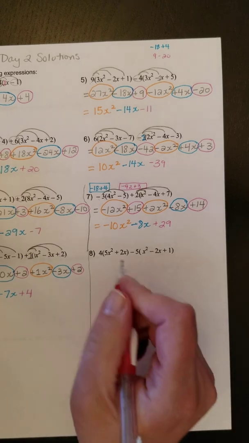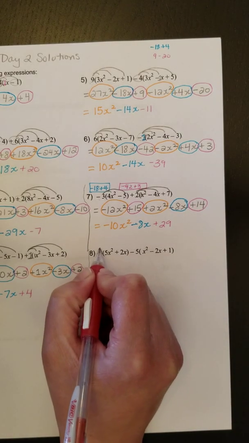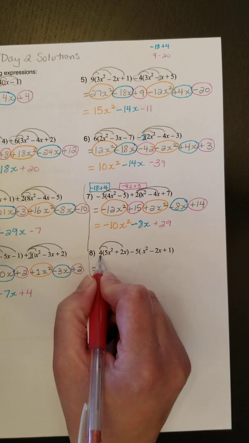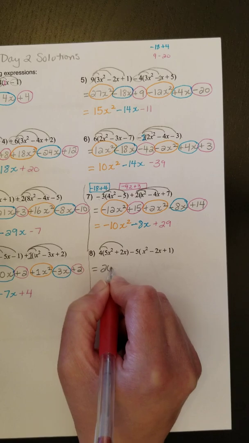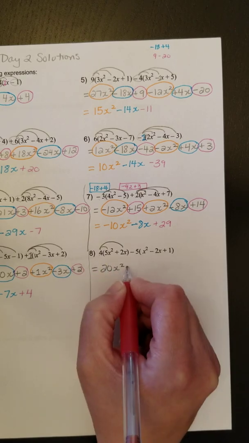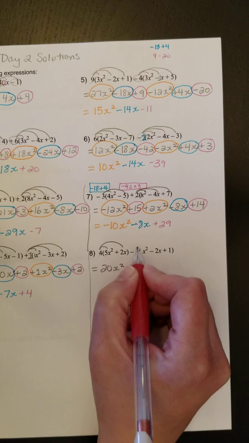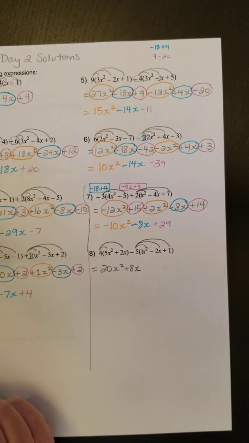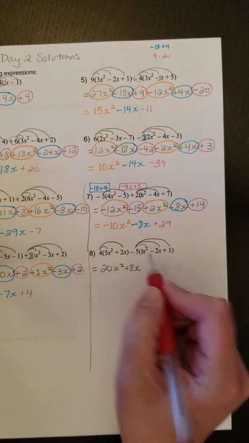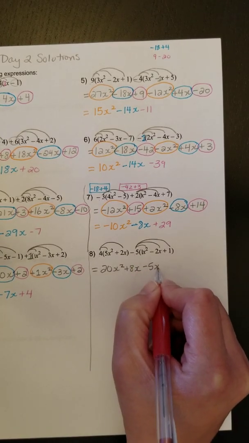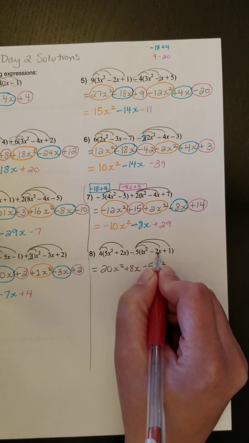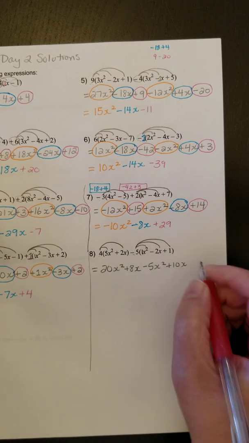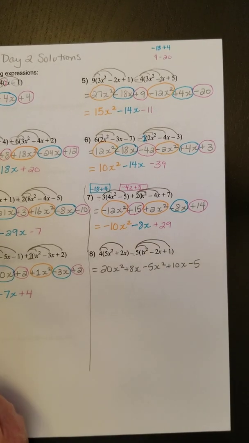Last example here. We've got 4 times 5x squared and 4 times 2x. So distributing this out, 4 times 5 is 20x squared plus 8x. And then multiplying this negative 5 into the second bracket, remember to put a 1 with the x squared that's by itself. Negative 5 times 1x squared is negative 5x squared. Negative 5 times negative 2 is plus 10x. And negative 5 times 1 is negative 5.